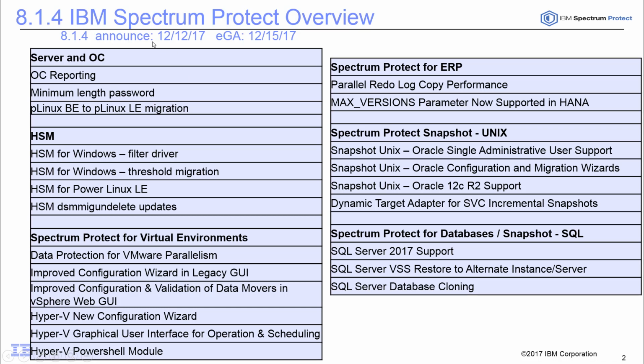This announces on December 12, 2017 and GAs on December 15, 2017. I'll be walking you through the new features and functions in the Server and Operations Center, as well as Space Management, and then I'll turn it over to my colleague Sean Sperry to go through the Spectrum Protect for virtual environments, Spectrum Protect for ERP, Snapshot Unix, as well as database and snapshots for SQL.